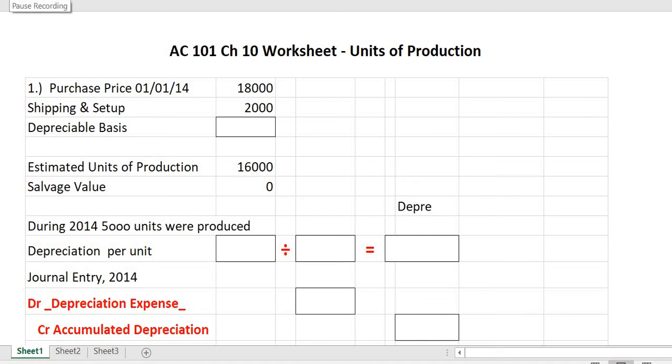In this video, we're going to work through the Chapter 10 worksheet on units of production depreciation. So let's go. We have a purchase price of this asset January 1st of $18,000. Shipping and setup is $2,000, so our cost is $20,000. Estimated units of production is 16,000 and our salvage value is 0.